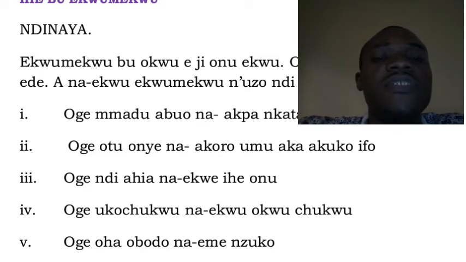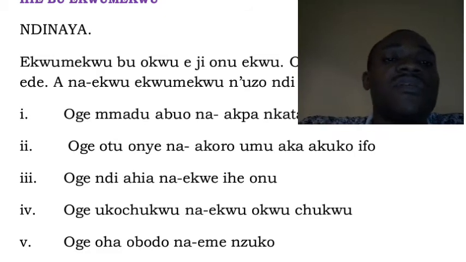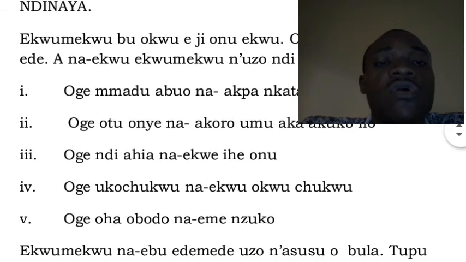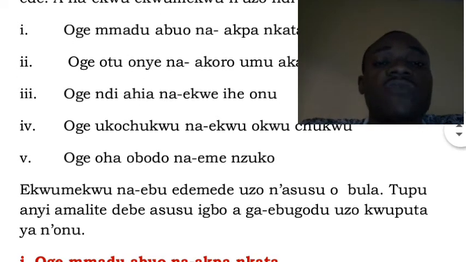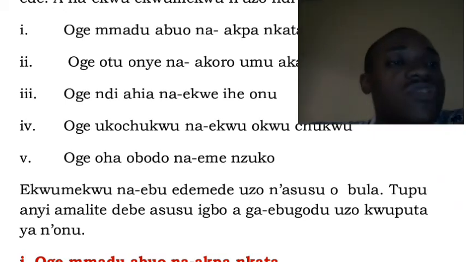Number three, oge ndị ahịa na-ekwe ihe ọnụ. When you come to the market, the buyers are trying to price a product they want to buy, so they are bargaining and pricing. Communication, or dialogue, is going on. Oge ụkọchukwu na-ekwu okwuchukwu. When reverends or priests or pastors or prophets are preaching the word of God, communication is going on. Oge ọha obodo na-eme nzukọ. When communities or countries or villages are doing their meeting, communication or dialogue is going on.